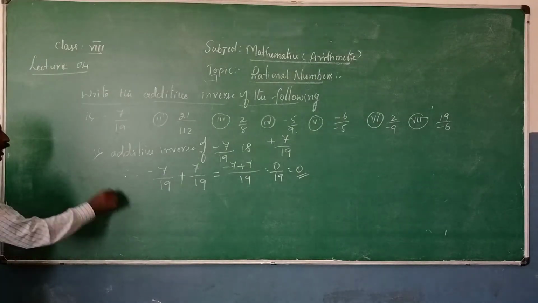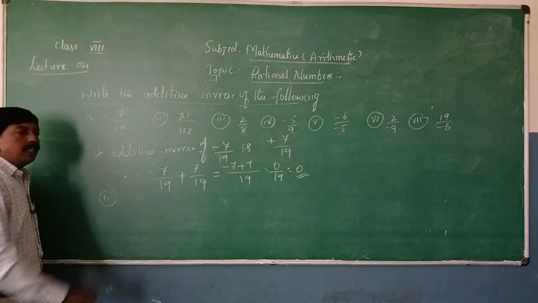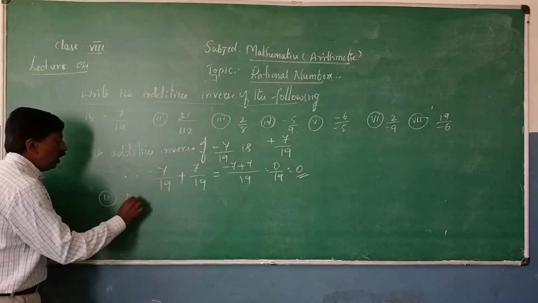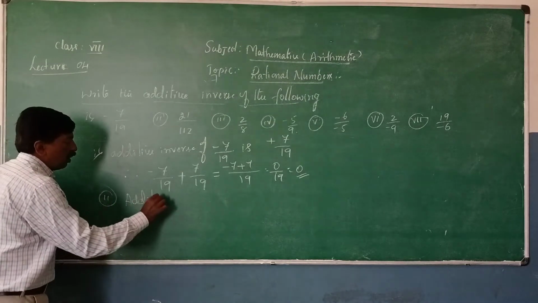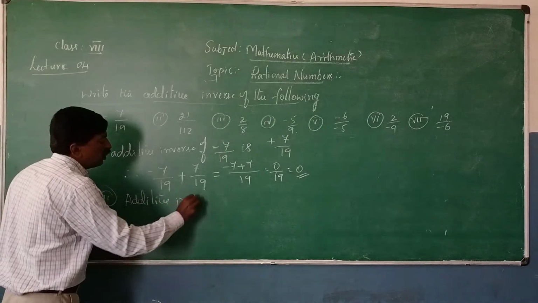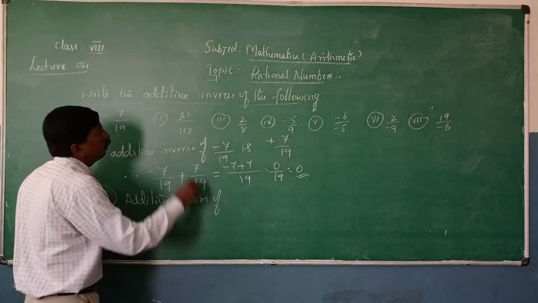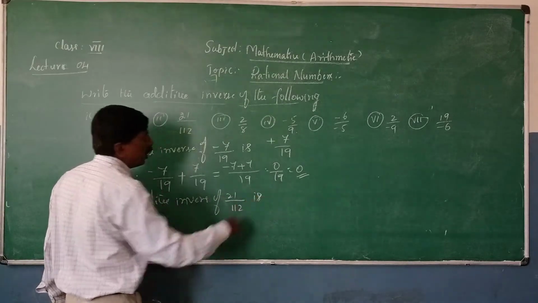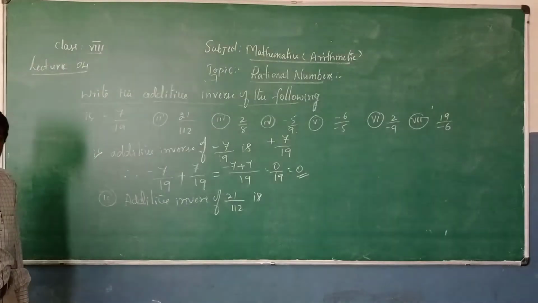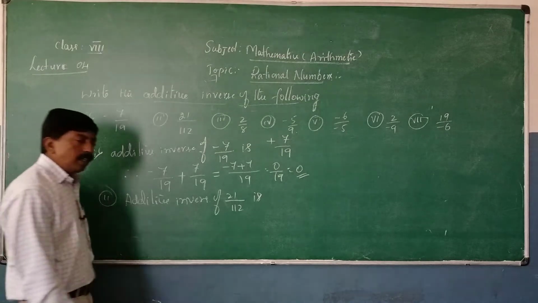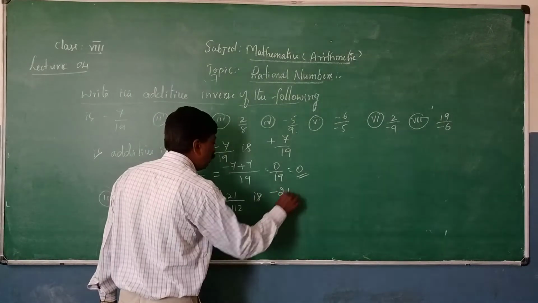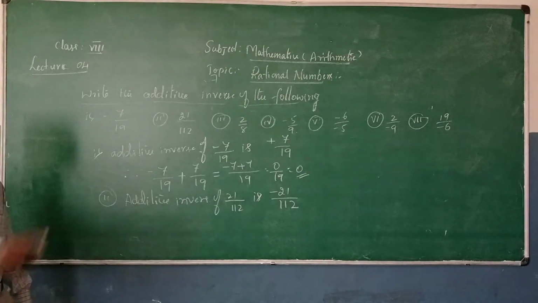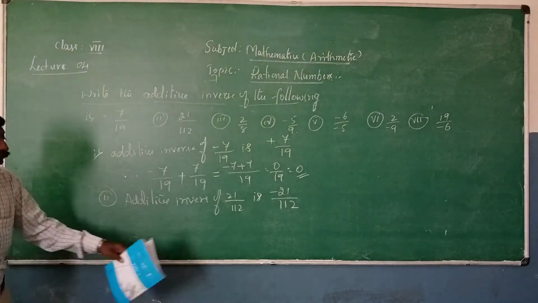Now the second question. What is the additive inverse of 21 by 112? The additive inverse of 21 by 112 is minus 21 by 112, because the sum of the two is 0.